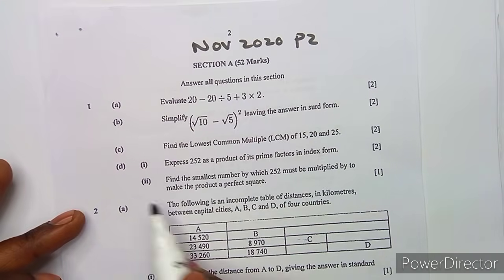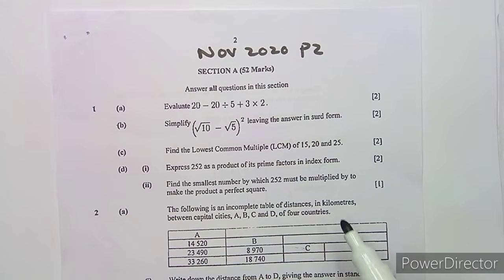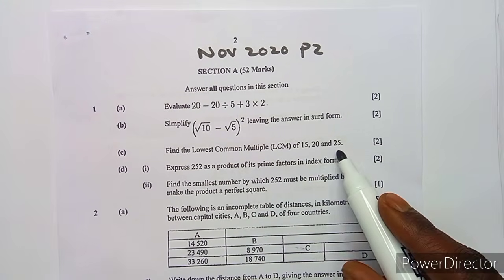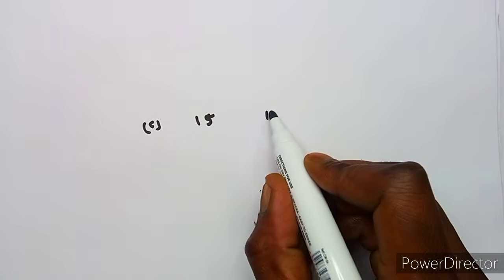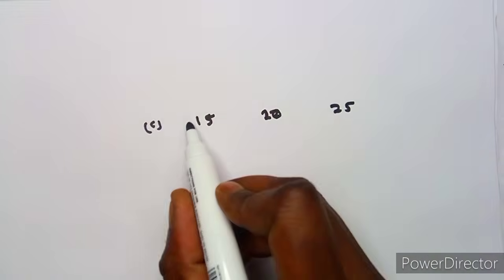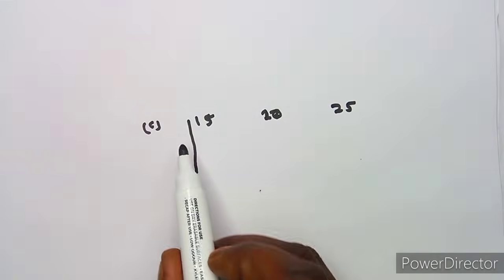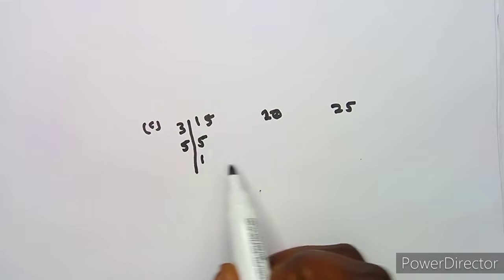All right. On 1C, we are given to find the LCM, which is the lowest common multiple of 15, 20, and 25. Remember what I told you guys, that you have to express these numbers as product of their prime factors. So you've got 15, 20, and 25. So you're going to express these numbers as product of their prime factors first. So the smallest number here, we've got 3. 15 divided by 3, which is 5. 5 divided by 5, which is 1.